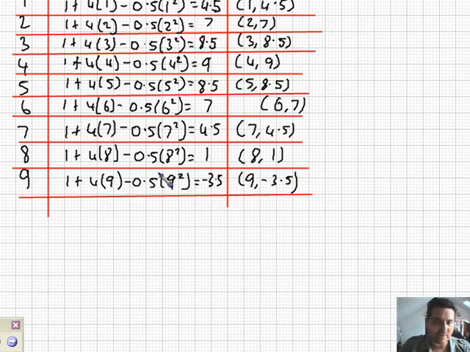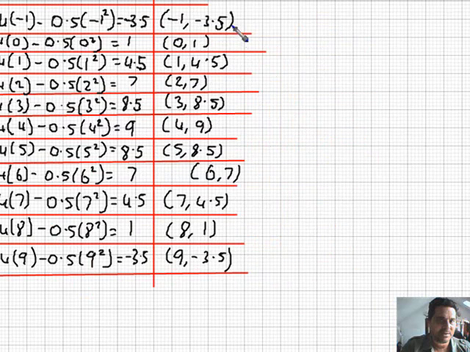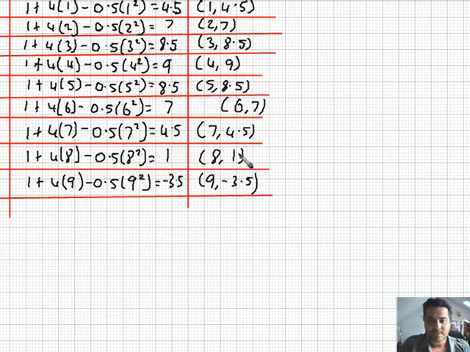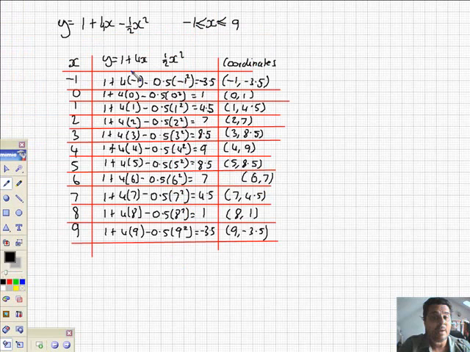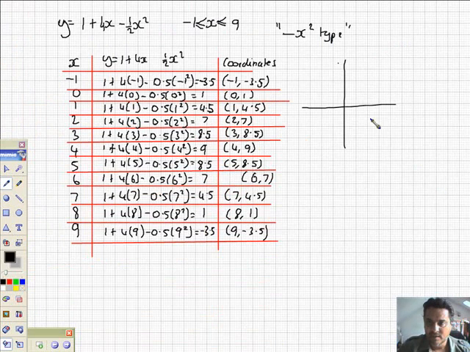What is interesting is that you can tell the shape of the graph by the coordinates. As you go from -1 to 9, y's starting at -3.5, climbing up to 1, climbing up to 4.5, climbing up to 7, climbing up to 8.5, hitting the 9, then coming back down, 8.5, 7, 4.5, 1. So we can imagine this sort of situation happening, and we'd expect that anyway, because this is a minus x squared type graph. So you'd expect a graph that might look a little bit like that, okay?